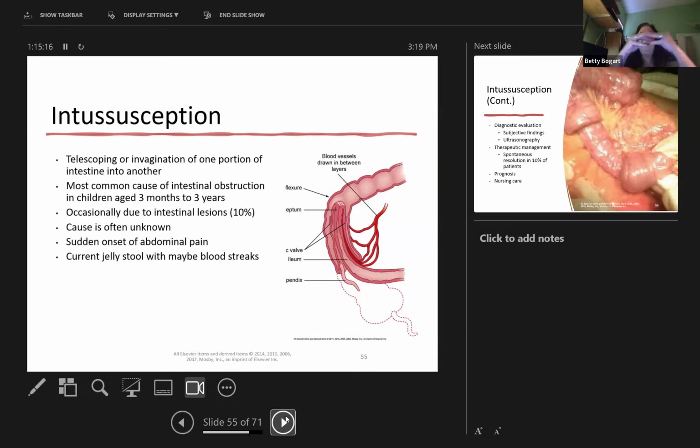What happens is the intestines suck up into each other, like a telescope, and it causes swelling and intense pain. What we do is we try to get an ultrasound to find it. The other thing I do is I check their diaper or their underwear. You might see currant jelly stool that pushed out the rectum. Currant jelly with maybe some blood streaks in it.